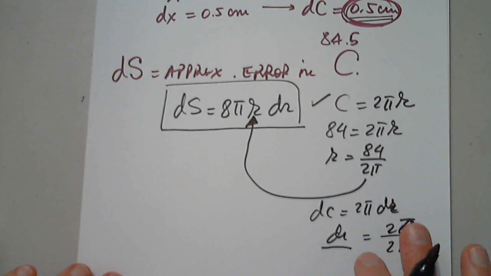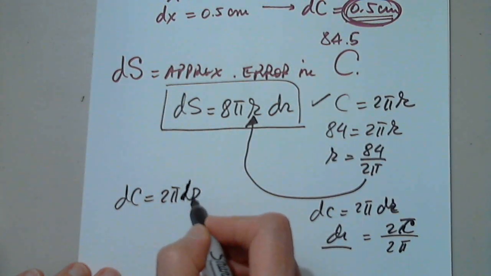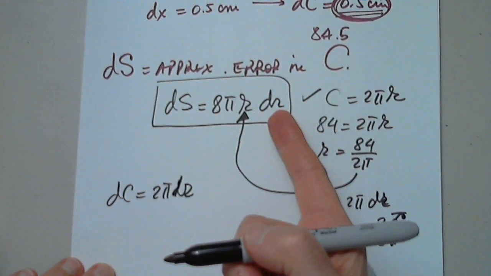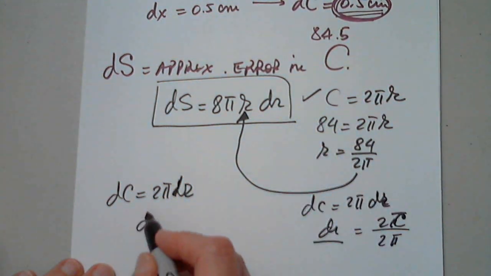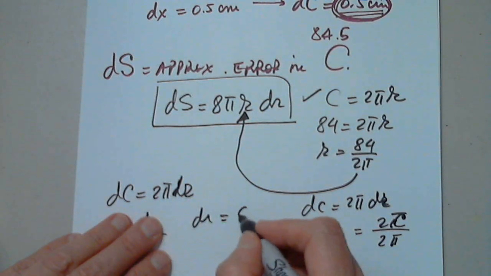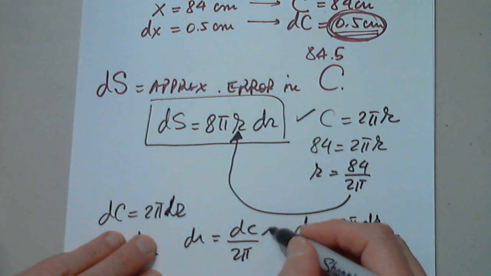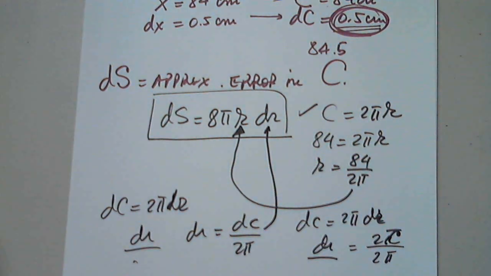I'm going to erase this because it's not clear. So I have dc equals 2 pi times dr, and I'm solving for dr. I need it in the equation, so I can put it in. So dr, I still write dr equals dc over 2 pi. And dc is 0.5. So that's how I get this piece. In order to find the approximate error, we're not there yet. We have one more step, just to plug in the numbers.